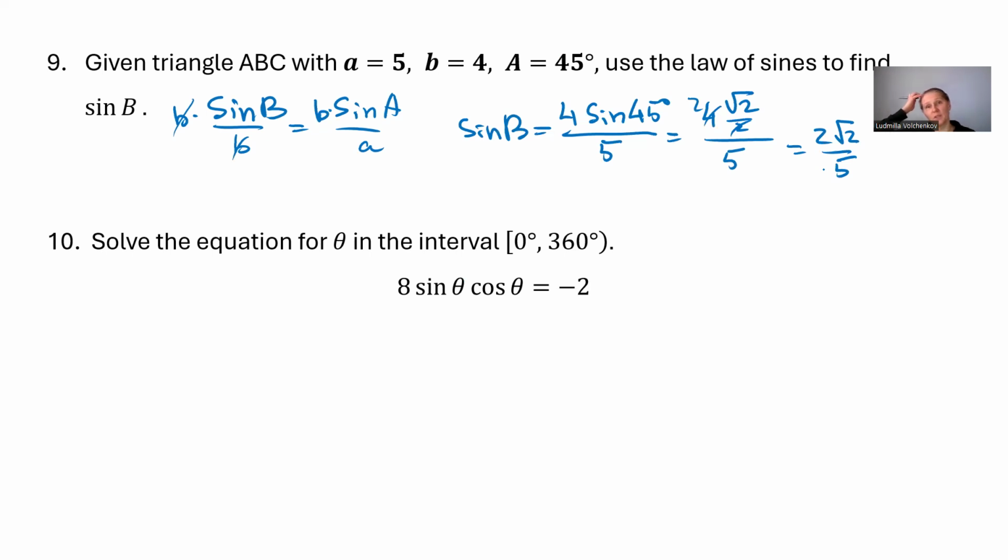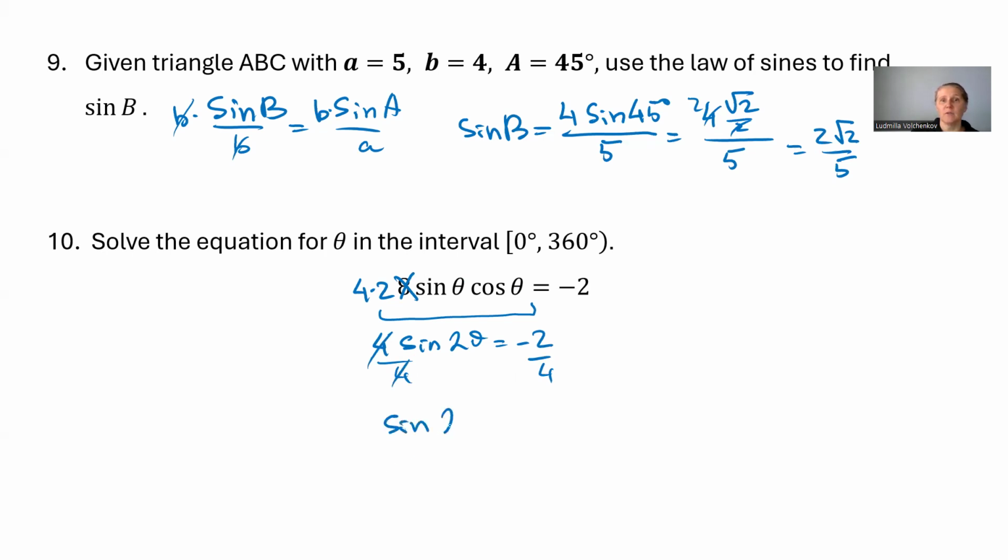Next one, solve the equation for theta in the interval from 0 to 360. Here you can see a form of a double angle identity. That's why let us write 8 as 4 times 2. 2 times sine theta cosine theta is sine of 2 theta. And now we divide by 4 on the left and on the right to isolate the trigonometric function. So sine 2 theta equals negative 1/2.